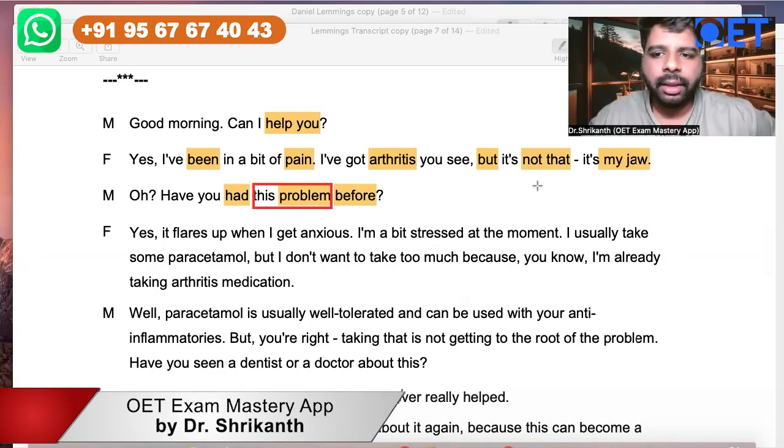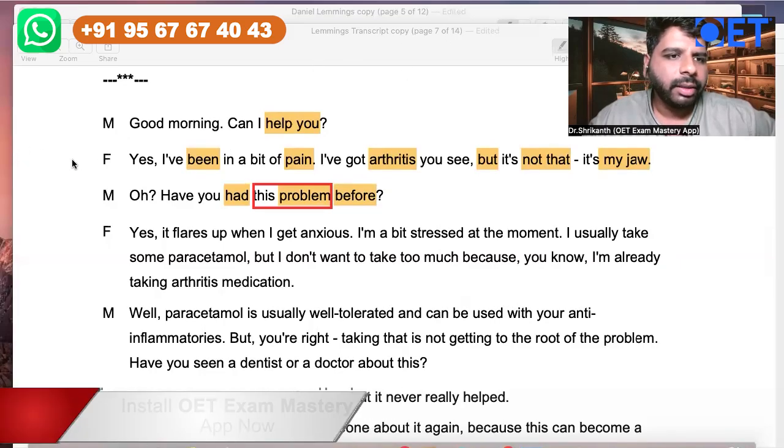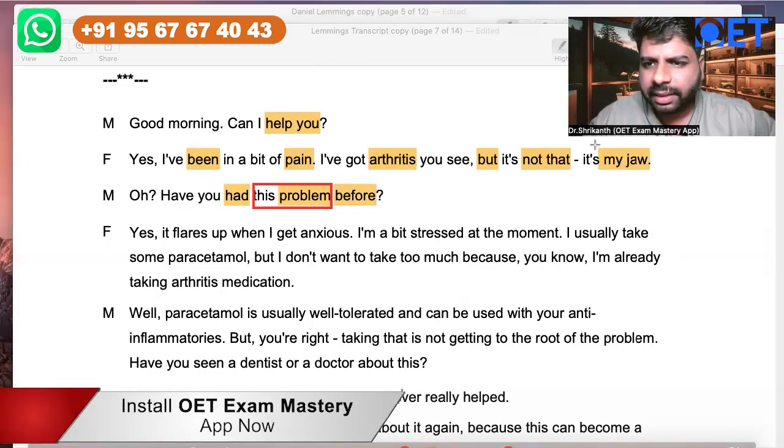Yes, very good, right? It is going to be the jaw pain. Okay, very good. Very impressive. Okay, that is a very impressive part. I was not expecting you would get it correct, because over here, this is the problem.